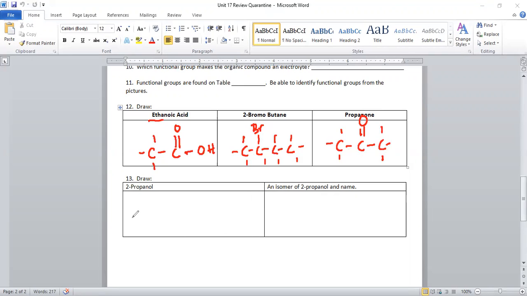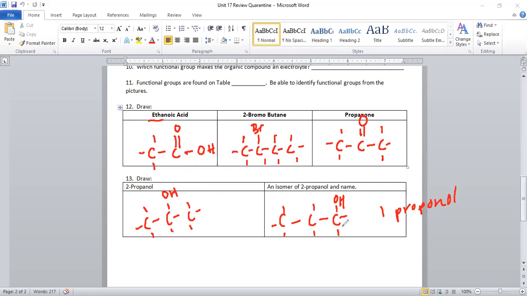All right, 13. Draw 2-propanol. So prop, 1, 2, 3. OL means you have an alcohol. So alcohols have OH. 2-propanol means the OH is on the second carbon. An isomer of this could be a lot of different things, but I think the easiest one to do would be just moving the position of the OH. And then this would be 1-propanol or just propanol, because you start counting on the side closest to the branch. Okay, and I think that's it.